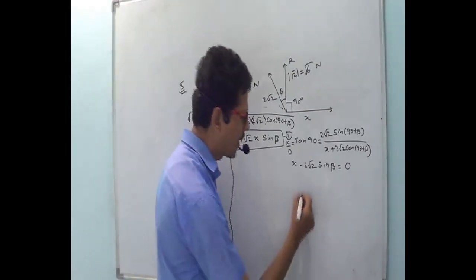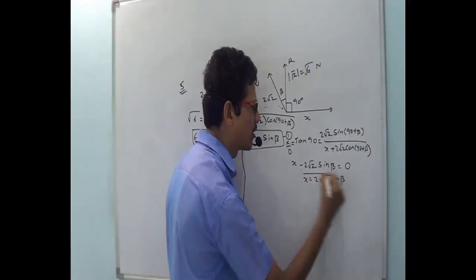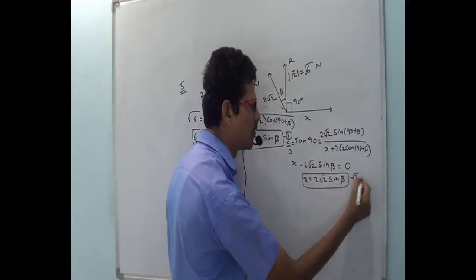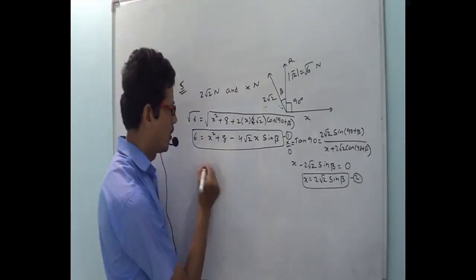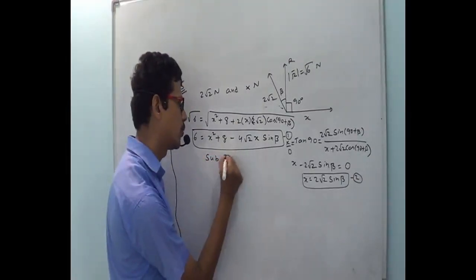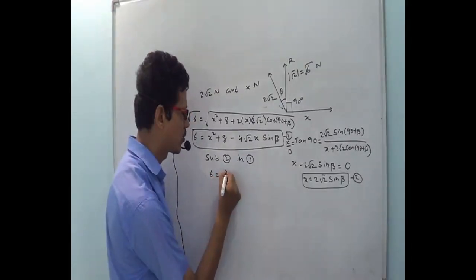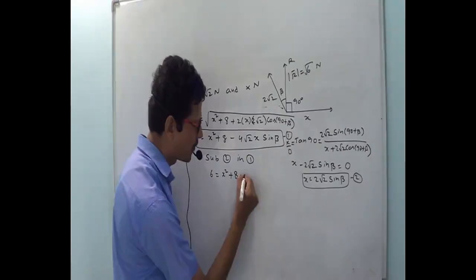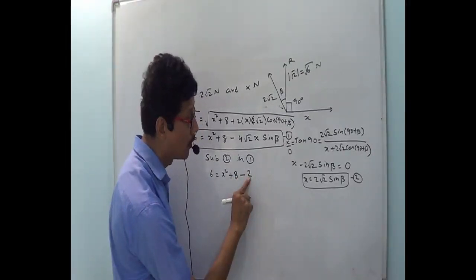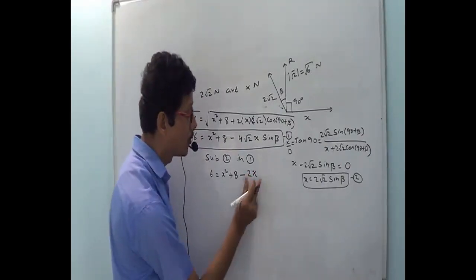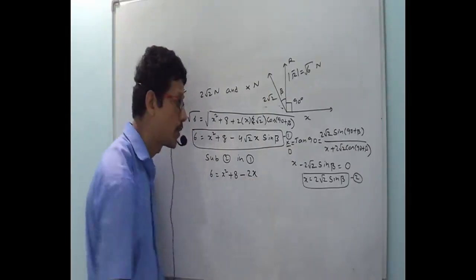Okay, then what is x? X is nothing but 2 root 2 sin beta. This is equation 2. So I will substitute this second equation here. Substitute equation 2 in equation 1. This 6 is equal to x square plus 8 minus 2 into 2 root 2 sin beta. X is also there. 2x I have taken outside.